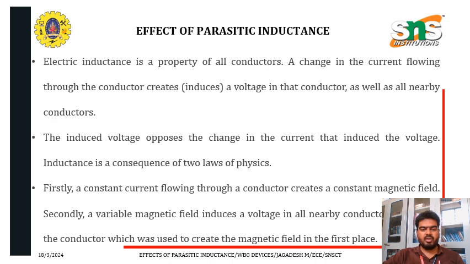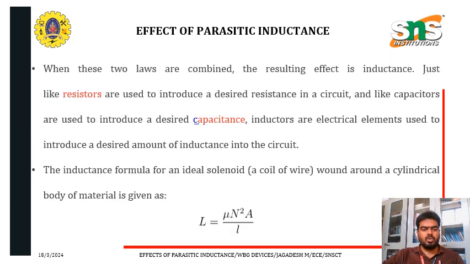Firstly, a constant current flowing through a conductor creates a constant magnetic field. Secondly, a variable magnetic field induces a voltage in all the nearby conductors, including the conductor which was used to create the magnetic field in the first place. When these two laws are combined, the resulting effect is inductance. Just like resistors are used to introduce the desired resistance in the circuit, and capacitors are used to introduce a desired capacitance, inductors are electrical elements used to introduce the desired amount of inductance into the circuit.